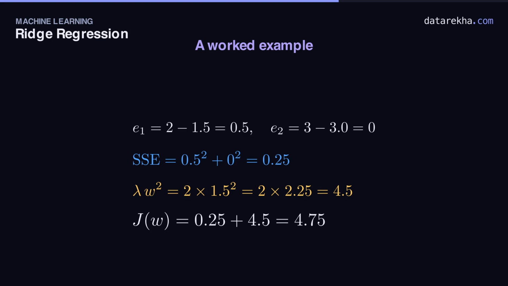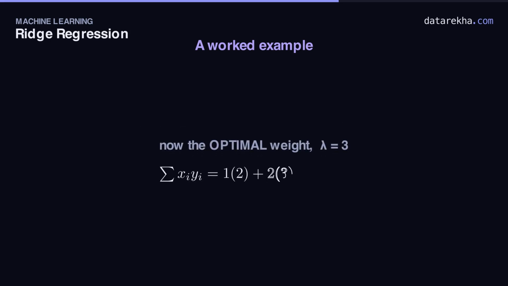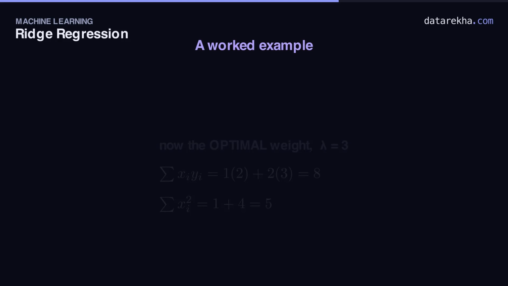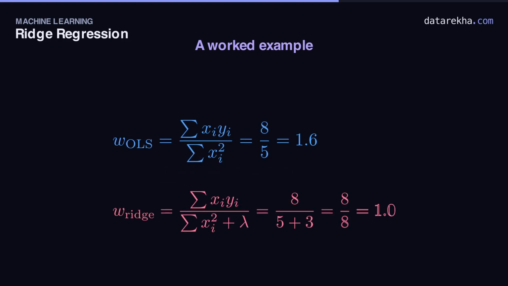See how the penalty dominates. It's pushing us toward a smaller weight. Now the big reveal, the best weight. For one feature, the sums we need are simple. Sum of x times y is 1 times 2 plus 2 times 3, which is 8. Sum of x squared is 1 plus 4, 5. Least squares just divides. 8 over 5 is 1.6.